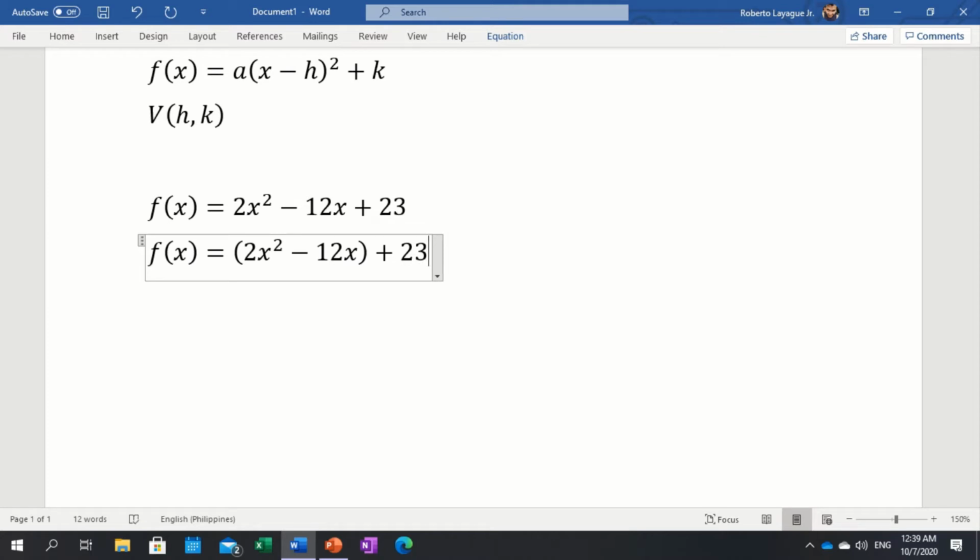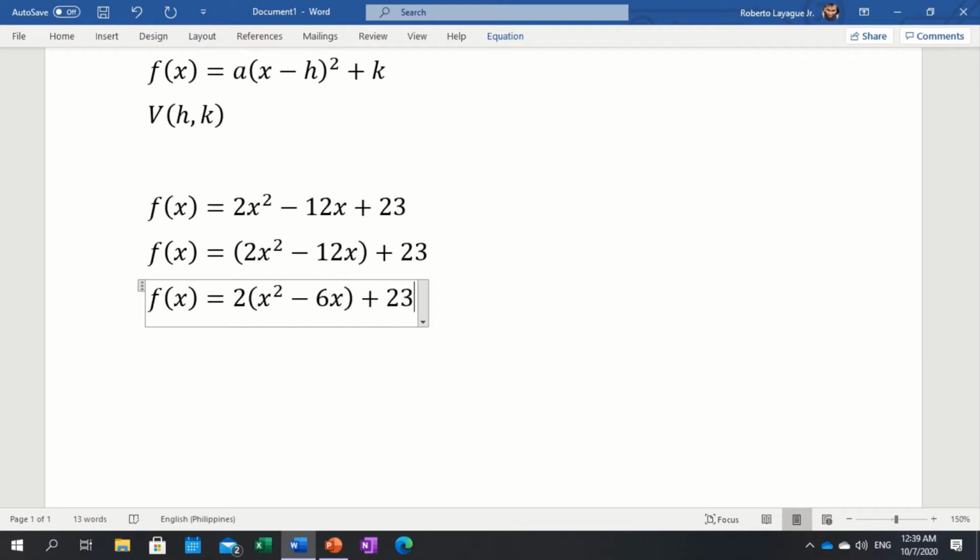When it is already grouped, you factor out a. The value of a is 2. So when you factor out 2 from the grouped binomial, 2x squared divided by 2 will be x squared, minus 6x, plus 23. Now, we need to achieve something here. We need to get the perfect square trinomial of this one.